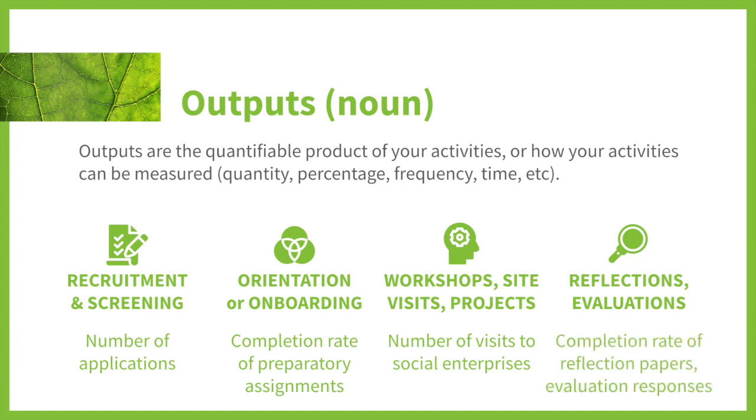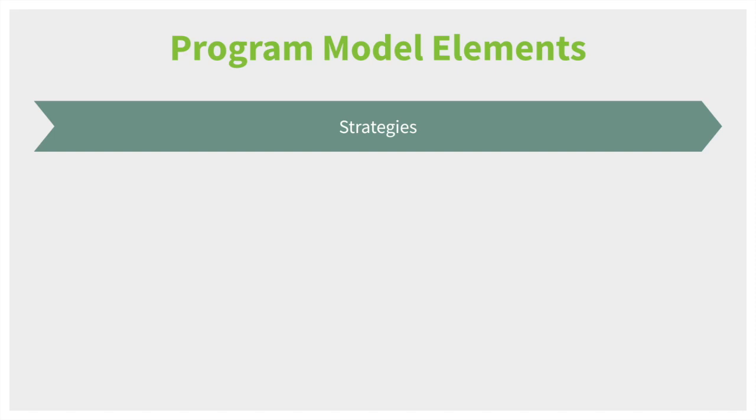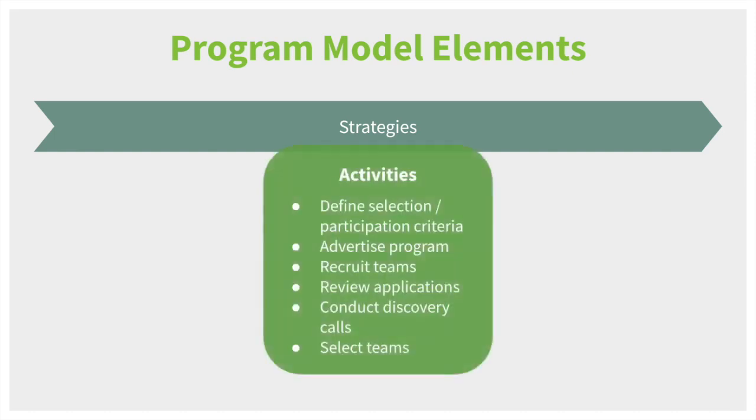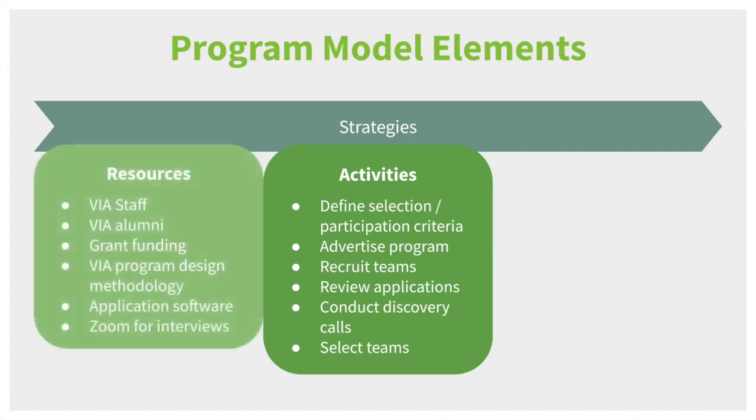These are all just some examples. What kind of measurements you use will depend on your activities. Let's take a look at an example sequence from the accelerator. Here we're focusing on recruitment of teams. So some activities could include defining our selection process and criteria, advertising the program, reviewing applications, conducting discovery calls, and finally, selecting the teams.